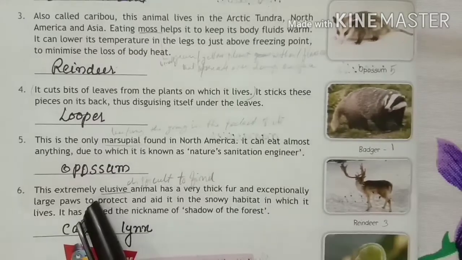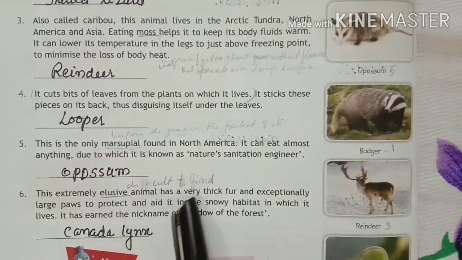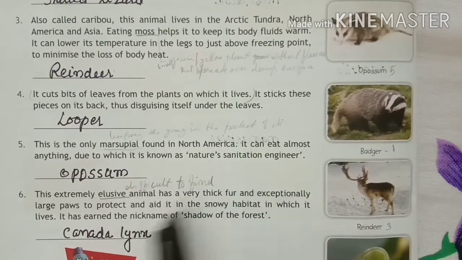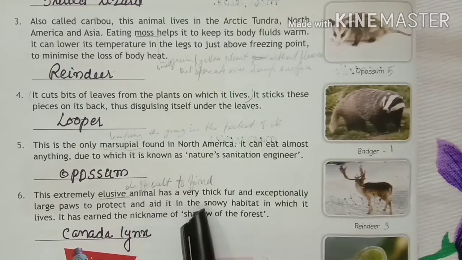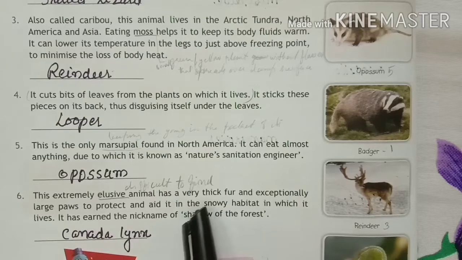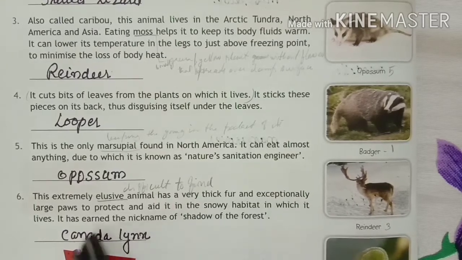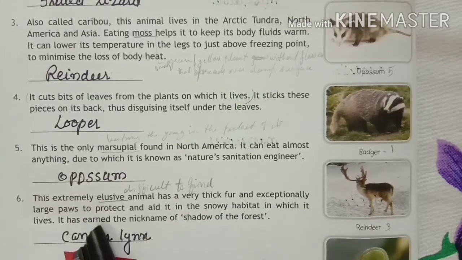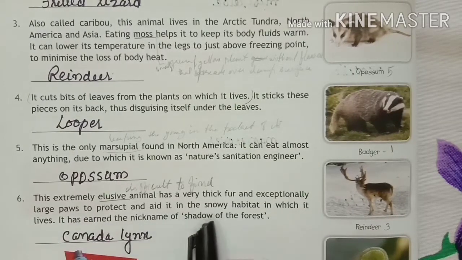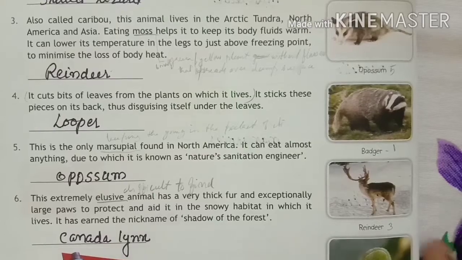Opossum. This extremely elusive animal has a very thick fur and exceptionally large paws to protect and aid it in the snowy habitat in which it lives. It has earned the nickname of shadow of the forest. Canada lynx.